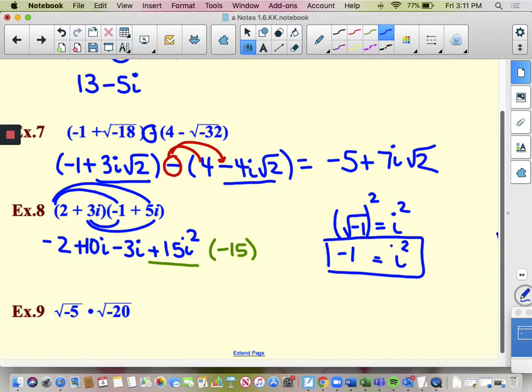So combining my like terms, my real part, -2 minus 15 is -17. My imaginary parts, 10 minus 3 is plus 7. And there is my complex number in standard form.